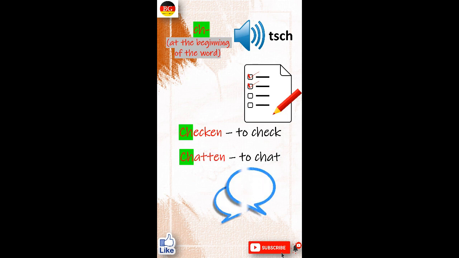Here be careful, chatten is to chat. When Germans use this word, they don't mean chatting by talking or by talking on a phone. They mean text chatting.